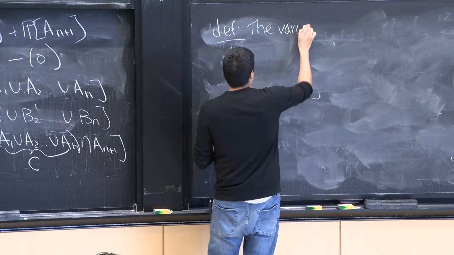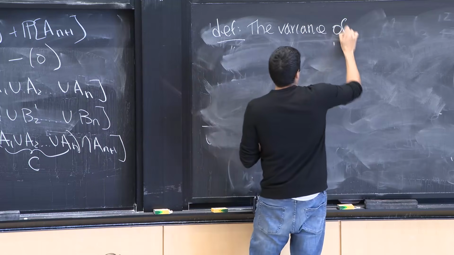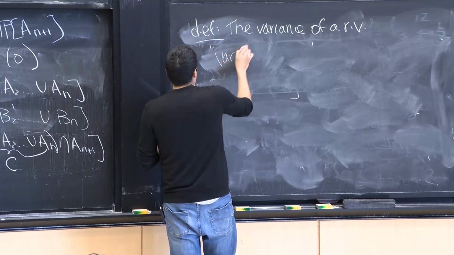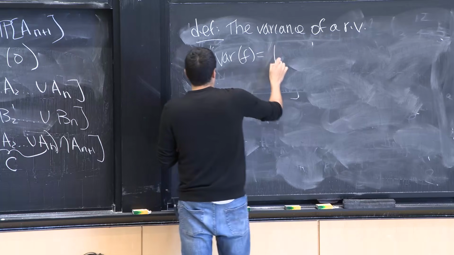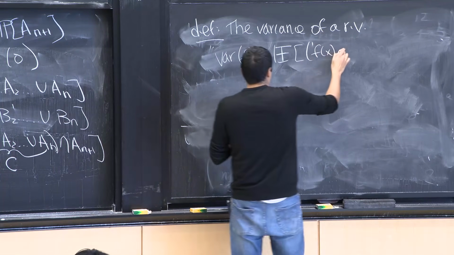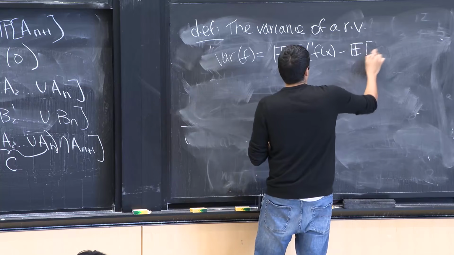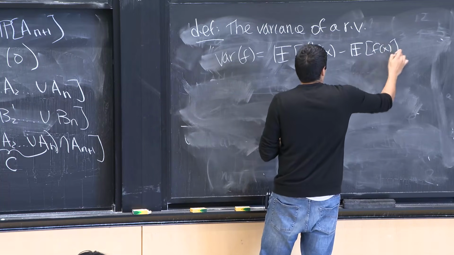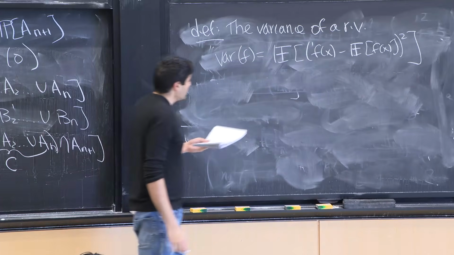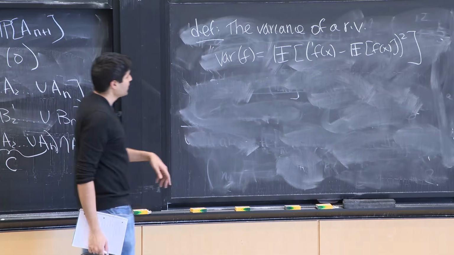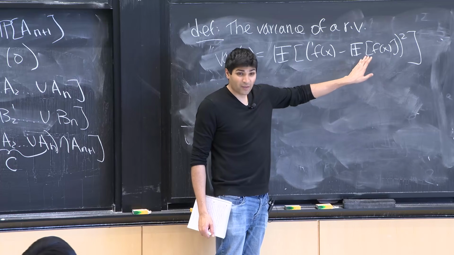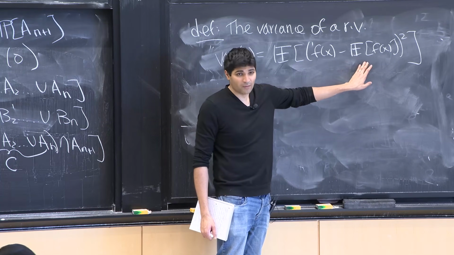So the variance of a random variable is the following quantity. We write it as var of f. It's the expectation of (f of x minus the expectation of f of x) squared. All right, so a bunch of things are happening here, right? So this, whatever it is, it's a scalar, right? That's whatever the average value is for the random variable.